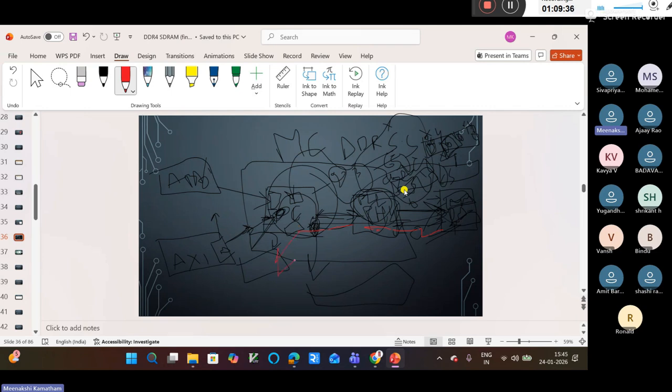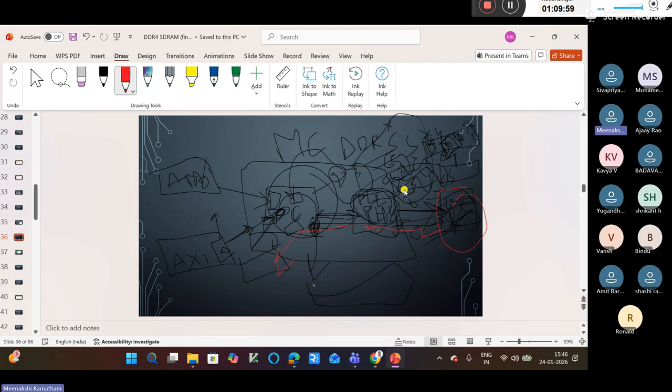Then we need to take all the signals from our DUT. The DUT is nothing but the DRAM here. The monitor's main work is capturing the signals from the DUT. So we are taking the signals from the monitor.